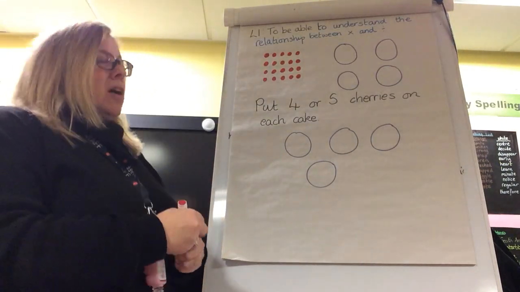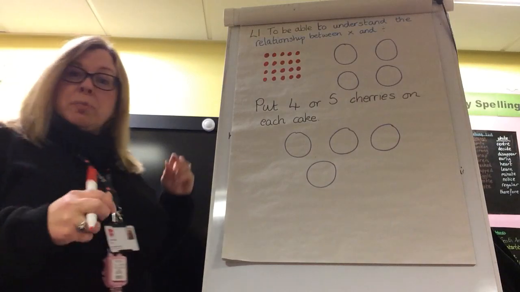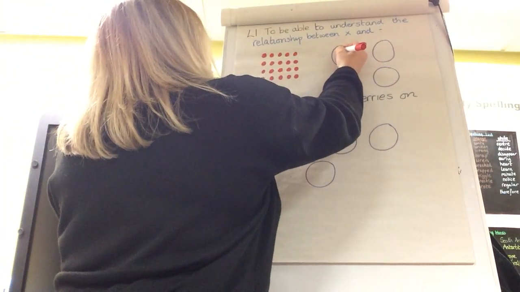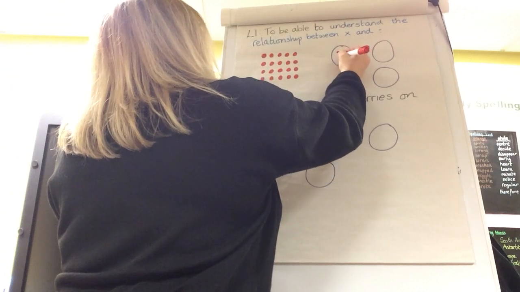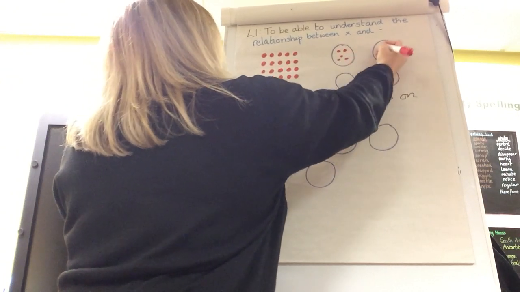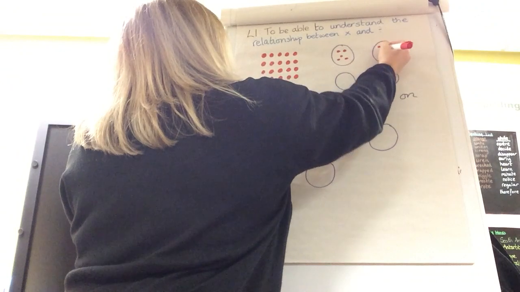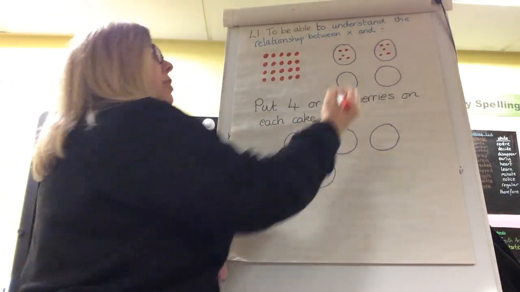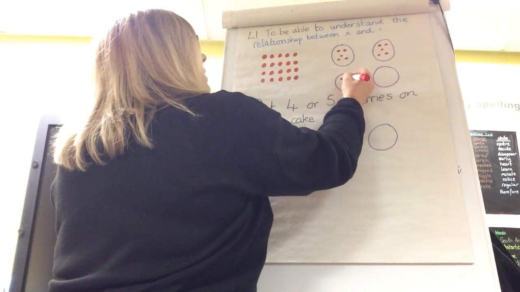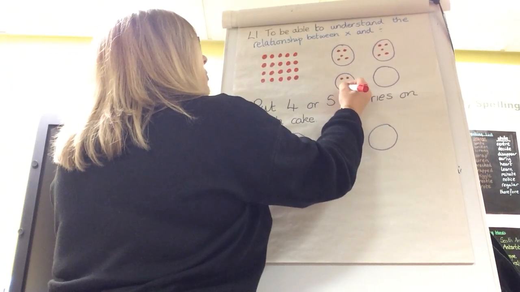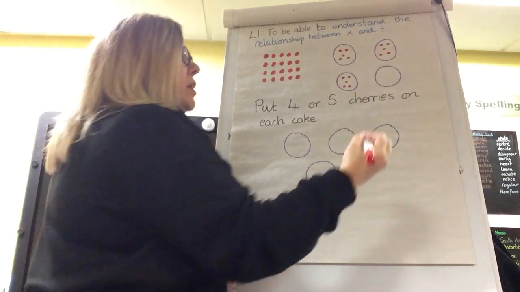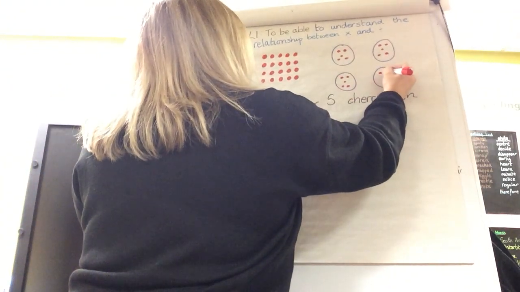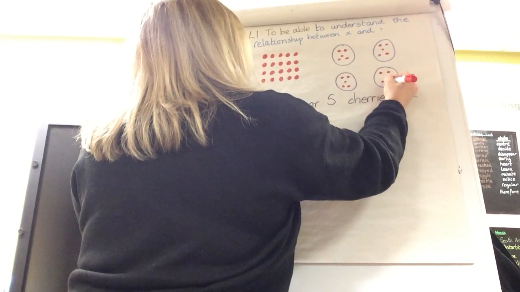Now, it starts off nice and easy. If I choose to put 5 cherries on each cake, there we go, 1, 2, 3, 4, 5, that will go on that one, 6, 7, 8, 9, 10, so far so good, they've also got 5. 11, 12, 13, 14, 15. Yep, they've got 5 because remember the groups have to be equal. And 16, 17, 18, 19, 20.